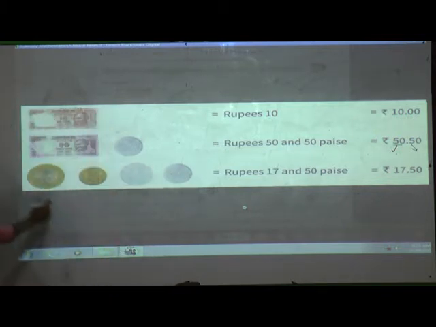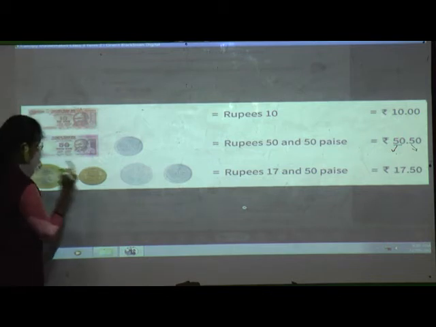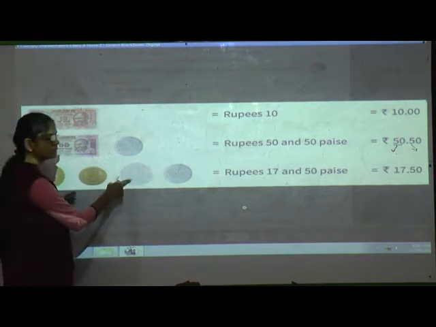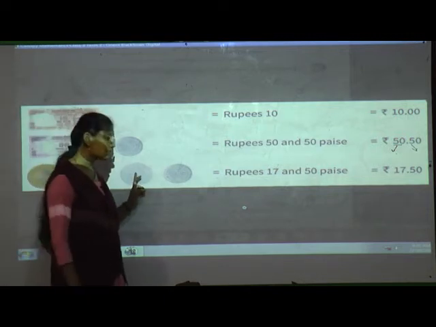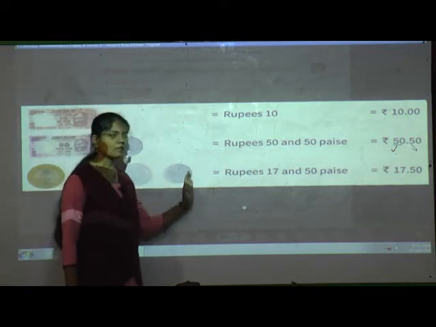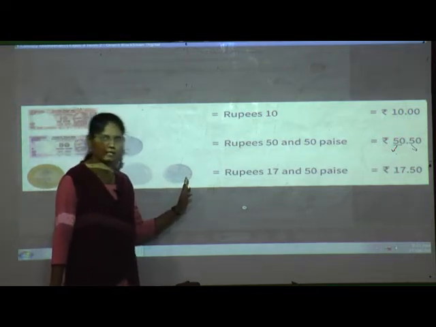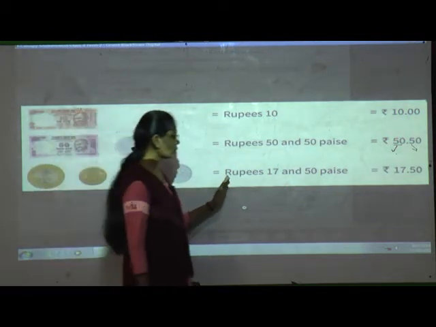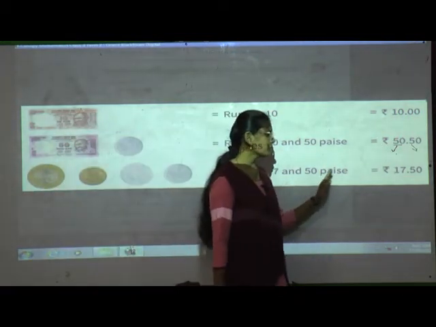So what we will do, we will add these three coins. 10 plus 5, 15 plus 2, 17, means here rupees 17 and 50 paise. So here you can read rupees 17 and 50 paise.